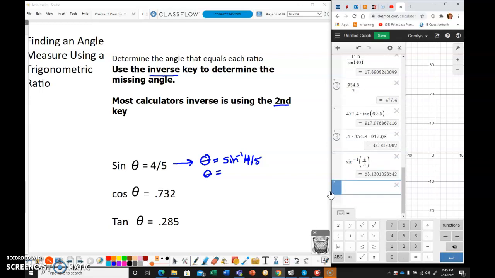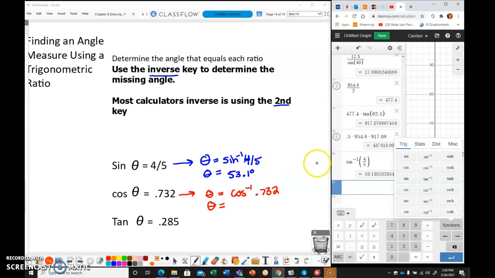Get my parentheses in the right place here, and that tells me that my angle measure is actually 53.1 degrees. That's my missing angle measure. For the next one, I have the cosine of the angle is equal to this. Well, to get rid of the cosine, I'm going to put the inverse cosine on the other side of the equation. And that's going to give me my angle measure.